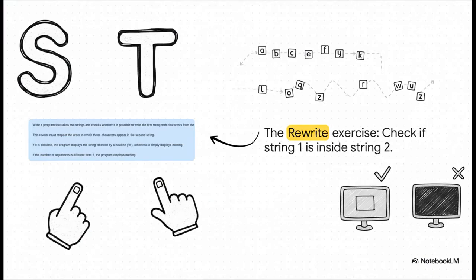So here's our mission brief from a coding exercise called Rewrite. We basically need to build a program that takes two separate strings. The goal? We have to verify if the first string can be constructed using characters from the second string. But here's the catch, and it's a big one. We absolutely must respect the exact order of the characters as they appear in that second string. If we pull it off, we print the string. If we fail, or if we just get the wrong number of inputs, we output absolutely nothing.